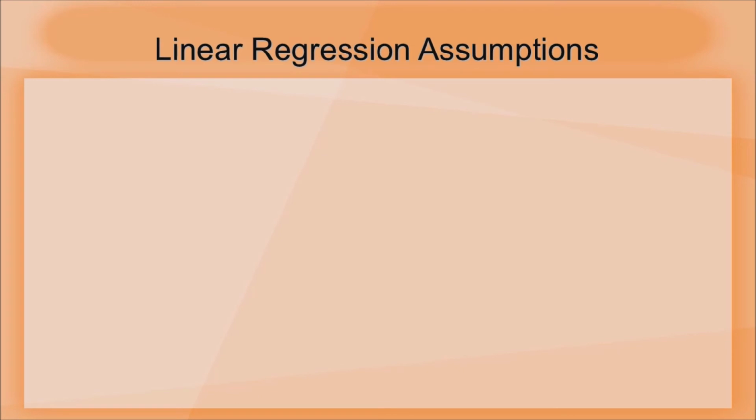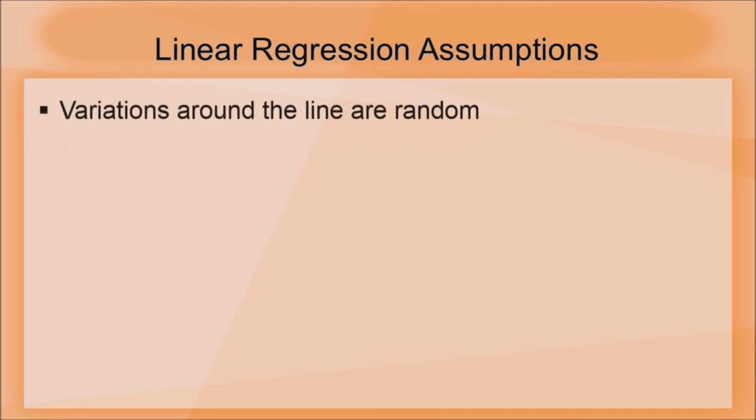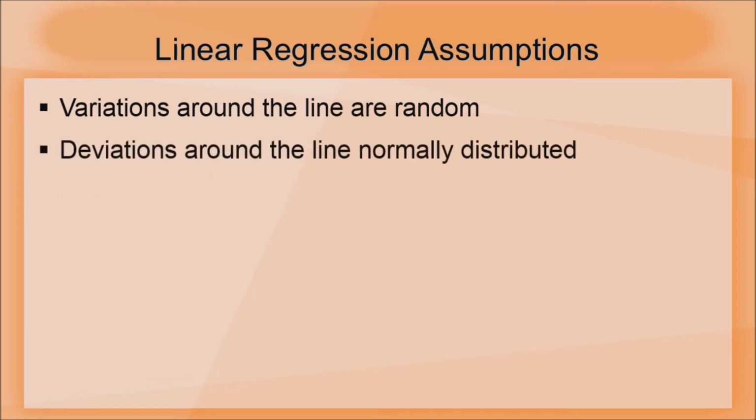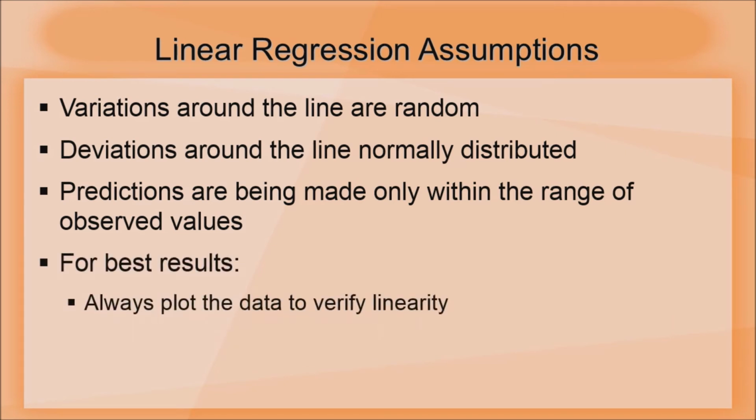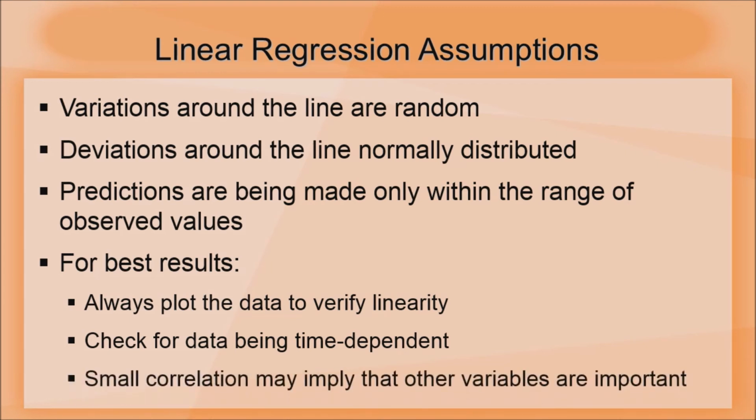Linear regression assumptions. Variations around a line are random. Deviations around a line are normally distributed. Predictions are made only within the range of observed values. For best results, always plot the data to verify linearity. Check for data being time-dependent. A small correlation may imply that other variables are important.